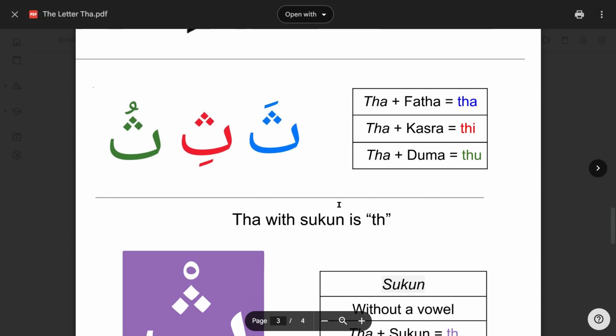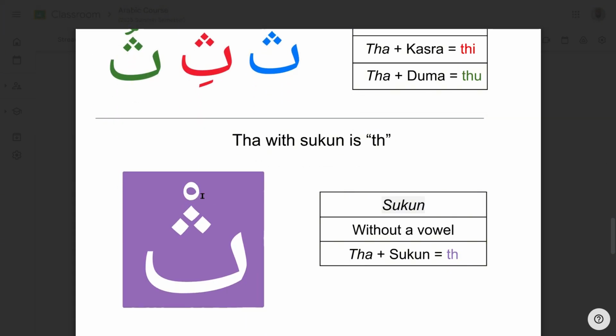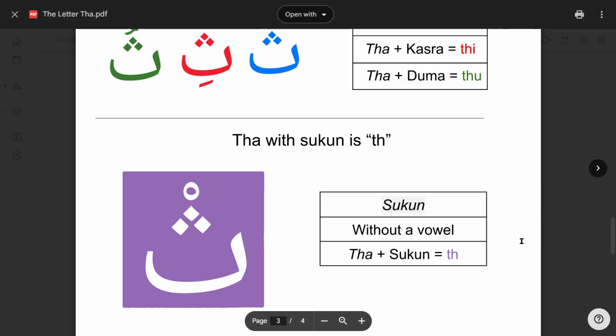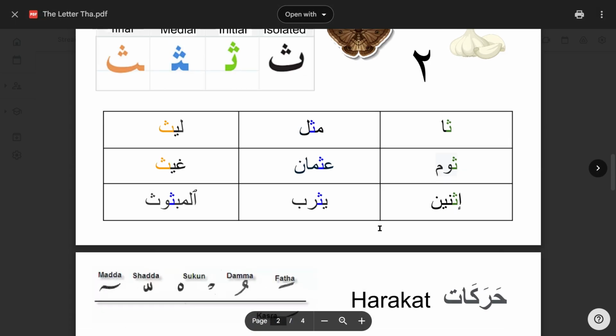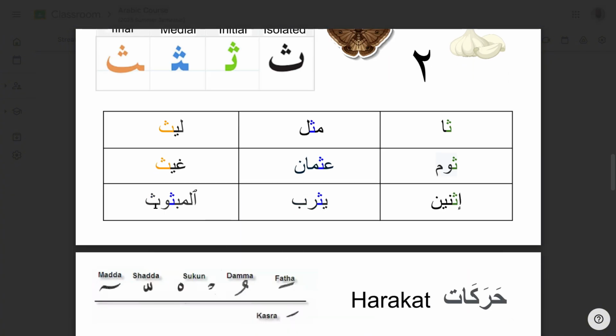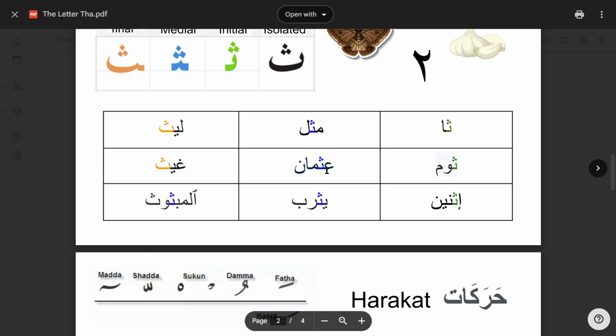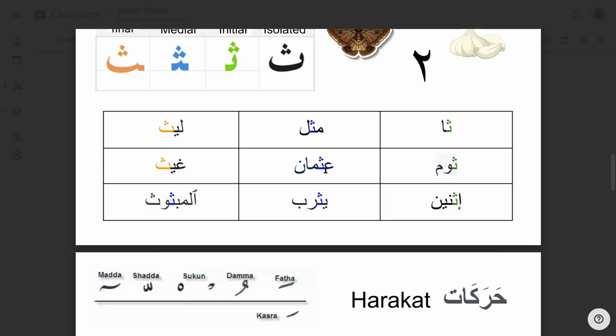Okay. And tha with sukoon, if you add an empty circle on top of it, or if there's nothing at all, then it's just the th sound. And I gave you guys the example of al-mabathuth, the th at the end, or Uthman. Uth. You really get the th sound there.